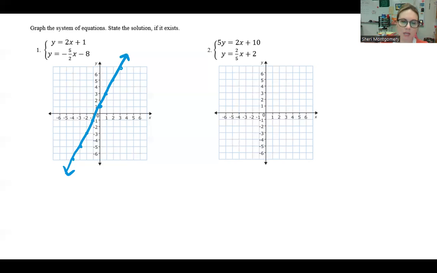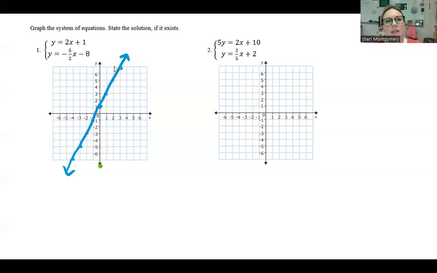Now I'm going to graph the other line. The other line says that I go up 8. What does it say? Minus 8. I go down 8. Oh, that's off the grid. Well, I'm going to say that minus 8 is right here at this point. That's where I'm going to put my dot.